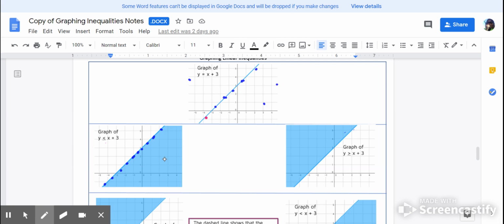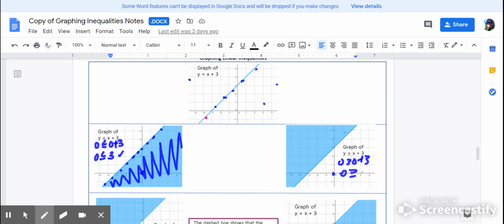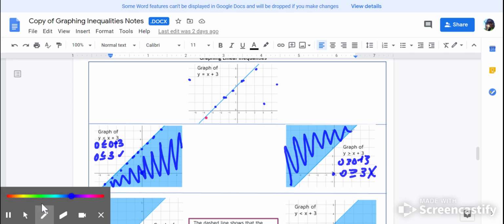So I shade below. Now I like to use a method called the test method, and I pick the point (0, 0) if I can. So I plug that in. Is 0 less than or equal to 0 plus 3? In this situation, it is true. 0 is less than or equal to 3. And if that point is true, then you shade the area where (0, 0) is. For the next inequality, I'm going to test (0, 0) again. Is it true that 0 is greater than or equal to 0 plus 3? So 0 is greater than or equal to 3. That is not a true statement, so I'm going to shade the part of the graph that is on the opposite side of (0, 0).